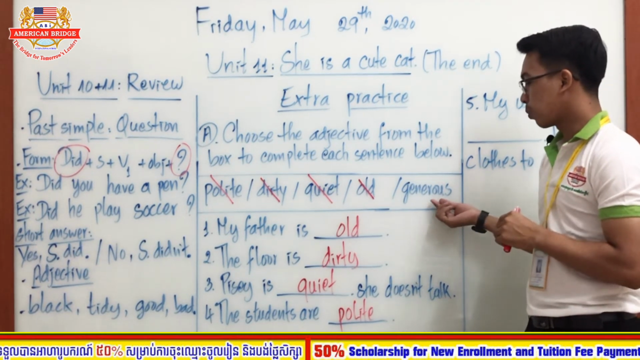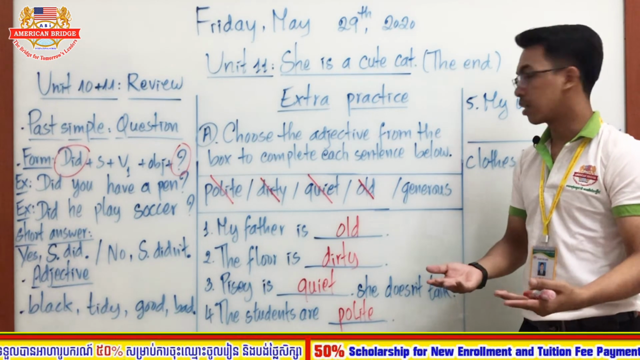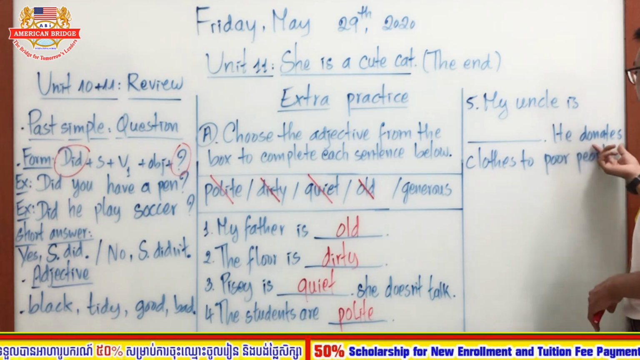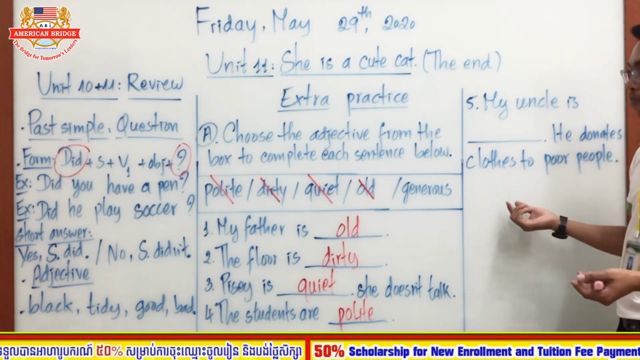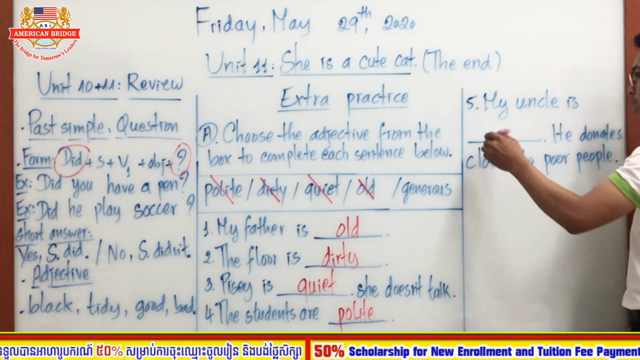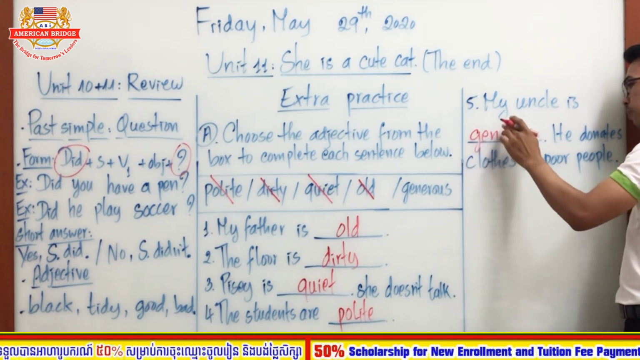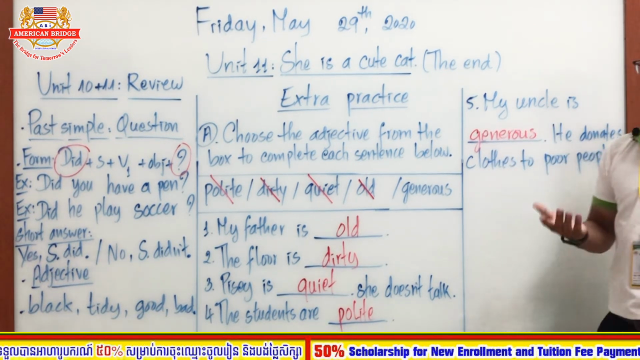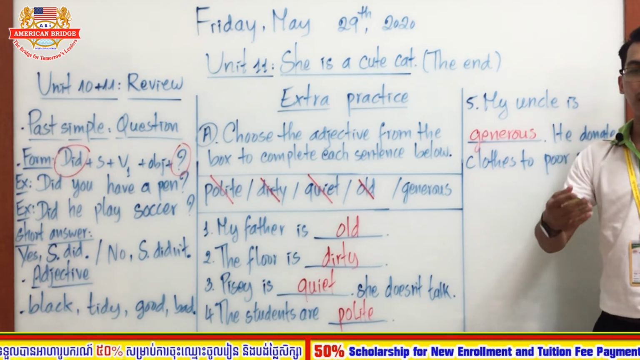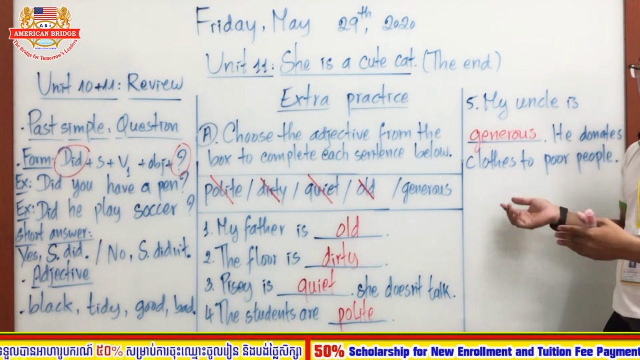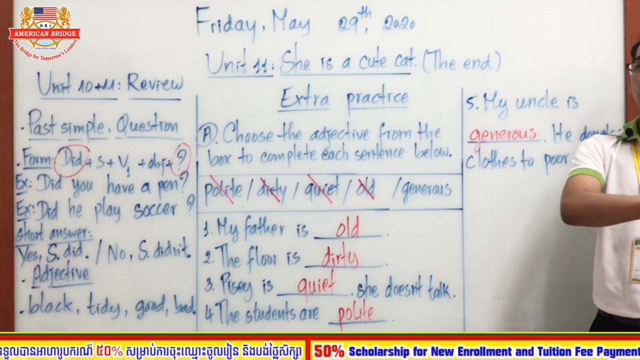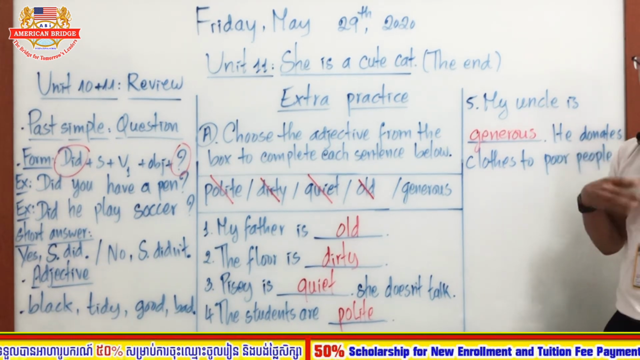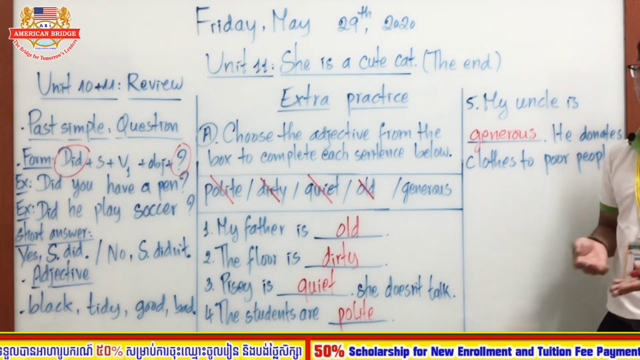So generous. What does generous mean? I mean kind. So my uncle is blah blah blah. He donates clothes to poor people. So it must be the word generous. He donates. The word donates means to provide something to the poor people or the orphans. You got it, everyone? So we use the word donate to provide or to give something.